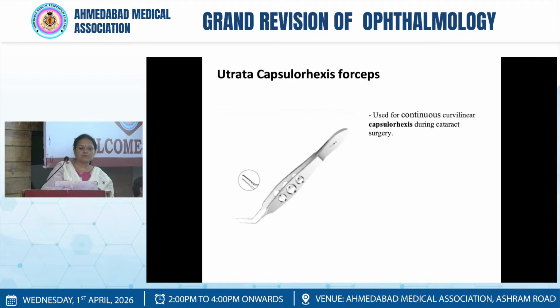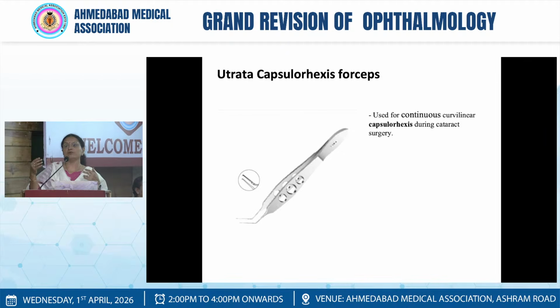So this is capsular axis forceps. Utrata capsular axis forceps. What is capsular axis? Before doing any type of cataract surgery, you have to perform the rexis to go inside the lens. So there are various types of rexis, you know.